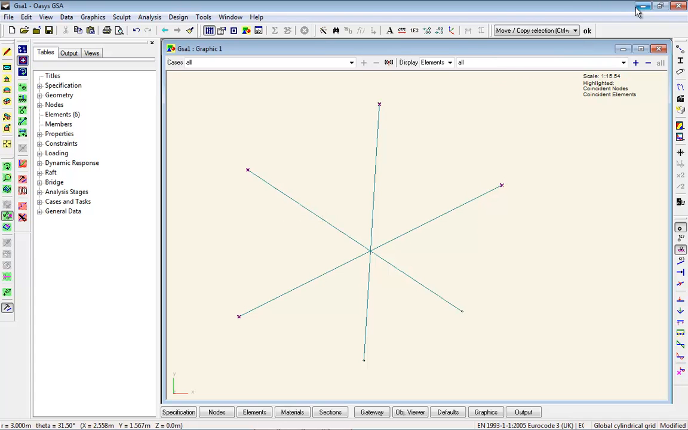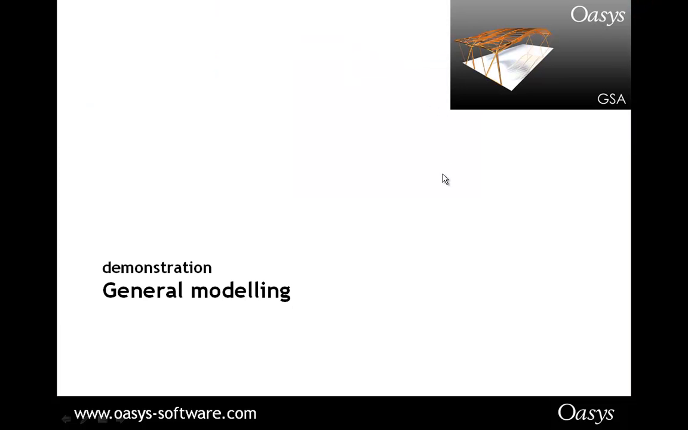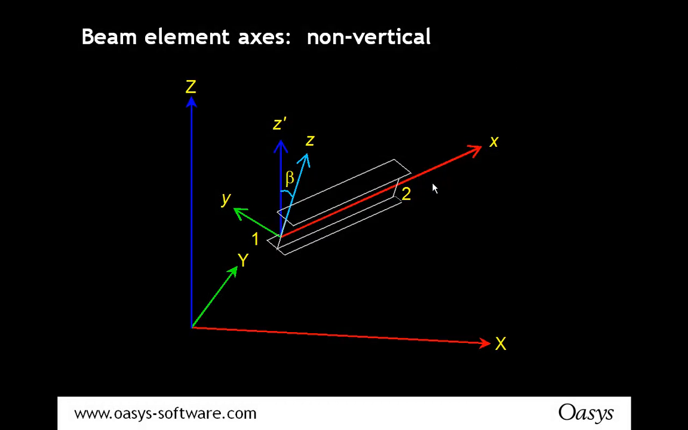Right, let's go back to the general. Now, 1D elements, the mainstay of the majority of GSA models. That's basically doing beams and slabs.